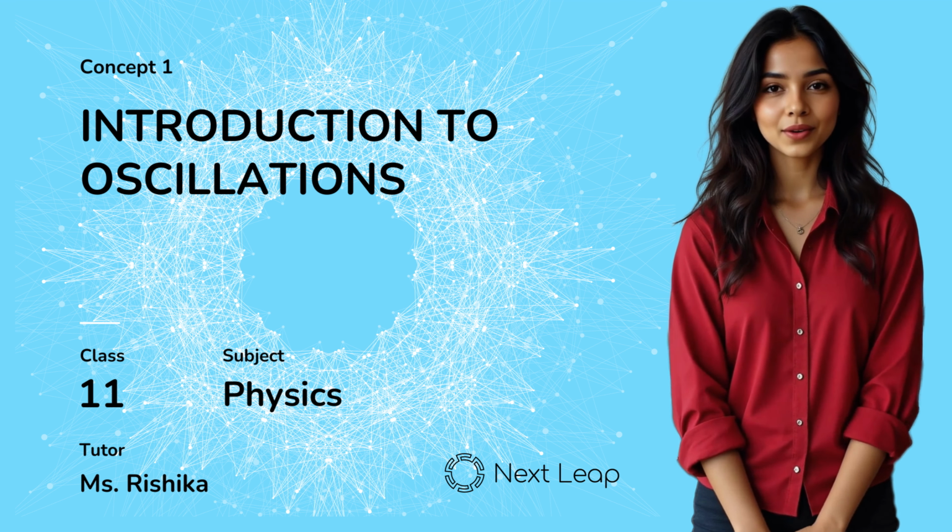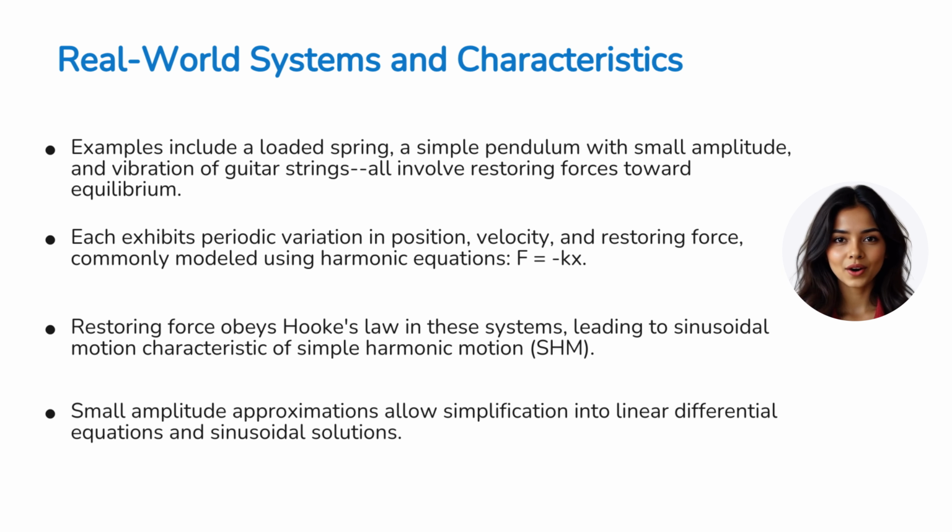When the restoring force obeys Hooke's law, the motion is called Simple Harmonic Motion, or SHM, and it produces smooth sinusoidal oscillations that we see in these examples. Working with small amplitude oscillations helps us simplify the math, reducing to linear differential equations and straightforward sine and cosine solutions. That's why we mostly focus on small swings and tiny vibrations in physics classes. It keeps the equations neat and the concepts crystal clear.